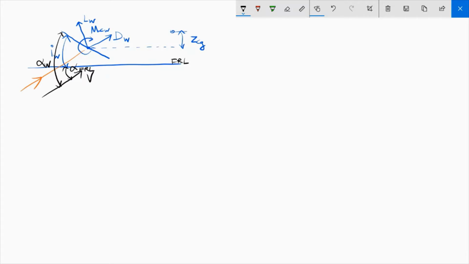So from here, one of the things that we can notice is the angle of attack is equal to the angle at which the wing is mounted plus alpha fuselage reference line. So that alpha fuselage reference line is equal to alpha W minus IW, which is obvious from the figure.